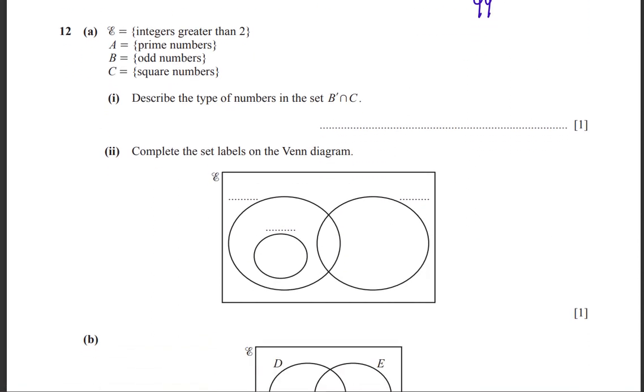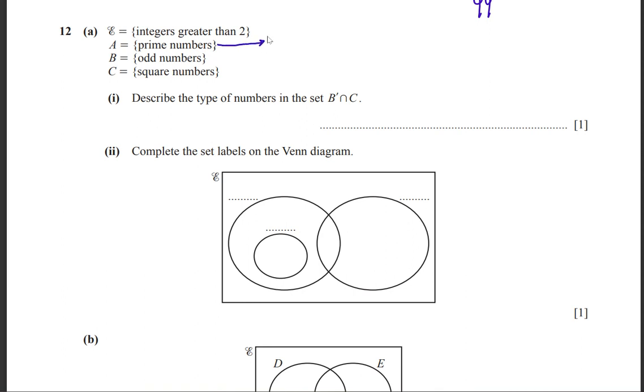Question number 12. The universal set is the integers greater than 2. That means the numbers you are dealing with are all the integers greater than 2, meaning 3, 4, 5, 6, and so on. A is prime numbers, B is odd numbers, C is square numbers. Okay, A is prime numbers.